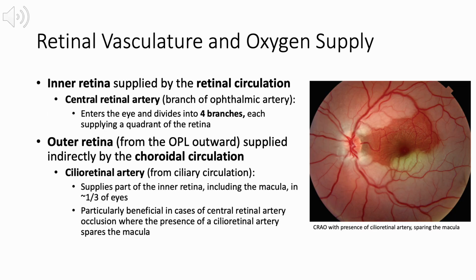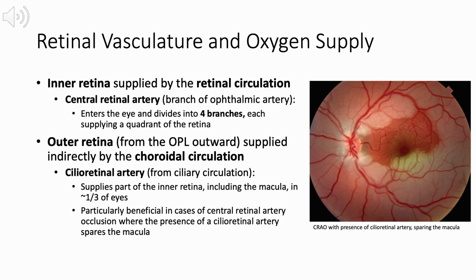This slide reviews the vascular supply and oxygen delivery to the retina. The inner retina is supplied by the retinal circulation, primarily through the central retinal artery, which is a branch of the ophthalmic artery. The central retinal artery enters the eye and divides into 4 major branches, with each branch supplying a quadrant of the retina. In contrast, the outer retina, which is defined as the outer plexiform layer outward, is supplied indirectly by the choroidal circulation.